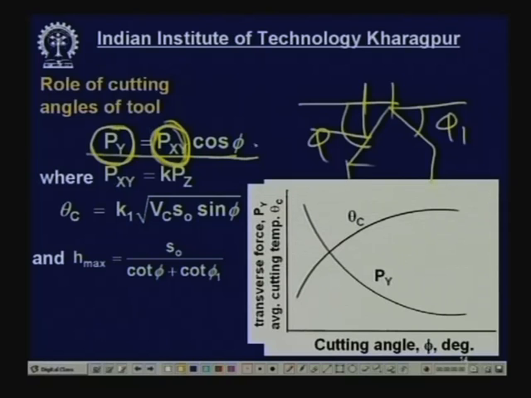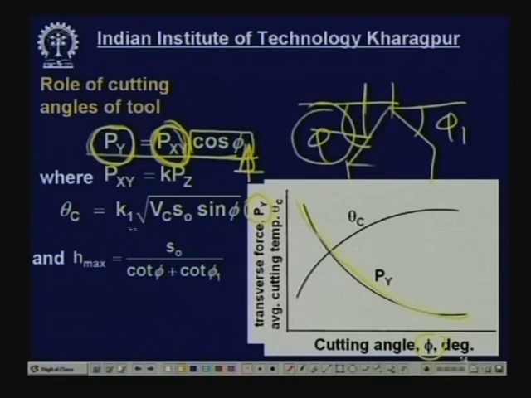How can we control it? Here is another component, cos phi. If we increase the angle phi up to 90 degree, then cos 90 is 0. So, whatever the value of Pxy, Py will be 0. So, by controlling this phi, we can control the magnitude of Py. Here you see that Py, the transverse force, versus the principal cutting edge angle, decreases like this. So, phi should be increased, say up to 75 degree, 80 degree or 90 degree, to control Py.